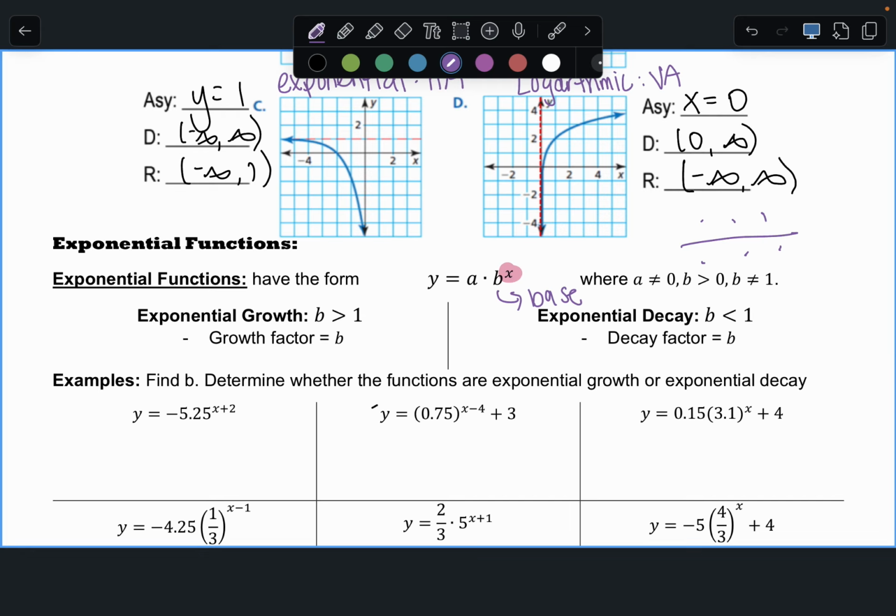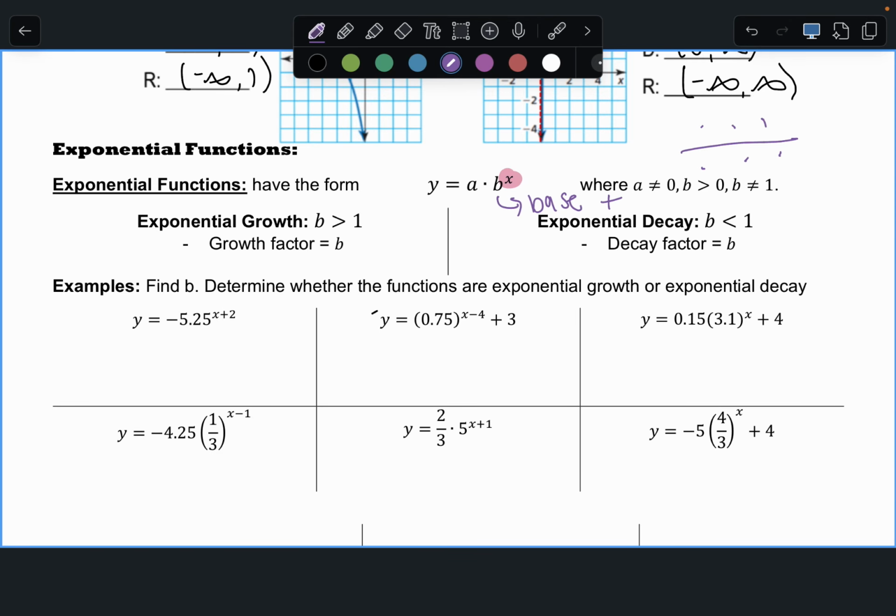So for our purposes, b is always going to be positive. It's a positive number. So if you see a negative, that negative is attached not to your base, it's attached to the number out front. We're never going to raise a negative number to a power in this unit for now. Okay?